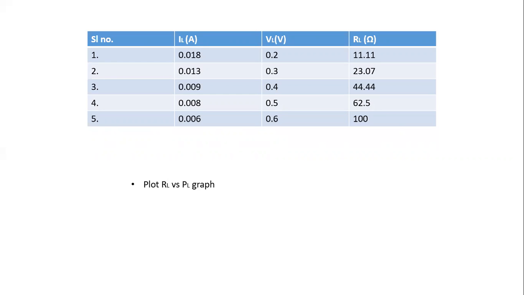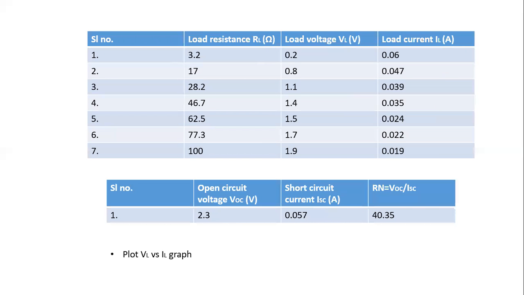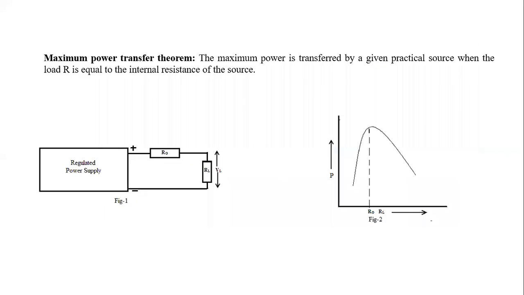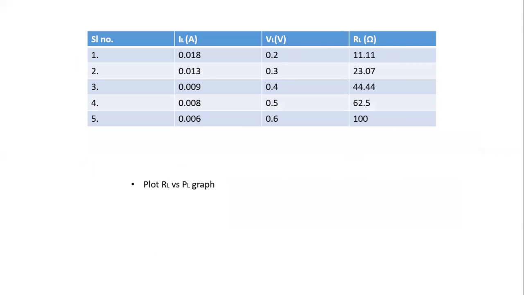So we'll find the maximum amount of power, and from it we'll find the resistance which causes the maximum power, and we'll compare that resistance with our internal resistance that we have already found. Here we can see our internal resistance is 40.35, and it will be found that the maximum power transfer will occur only when the resistance is equal to that 40 point something internal resistance value. So that will prove the maximum power transfer.